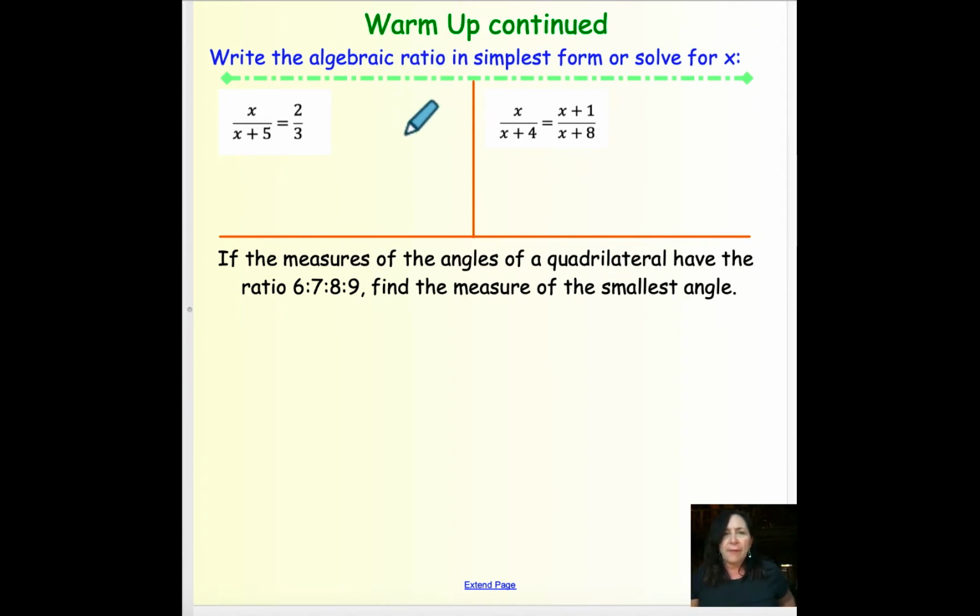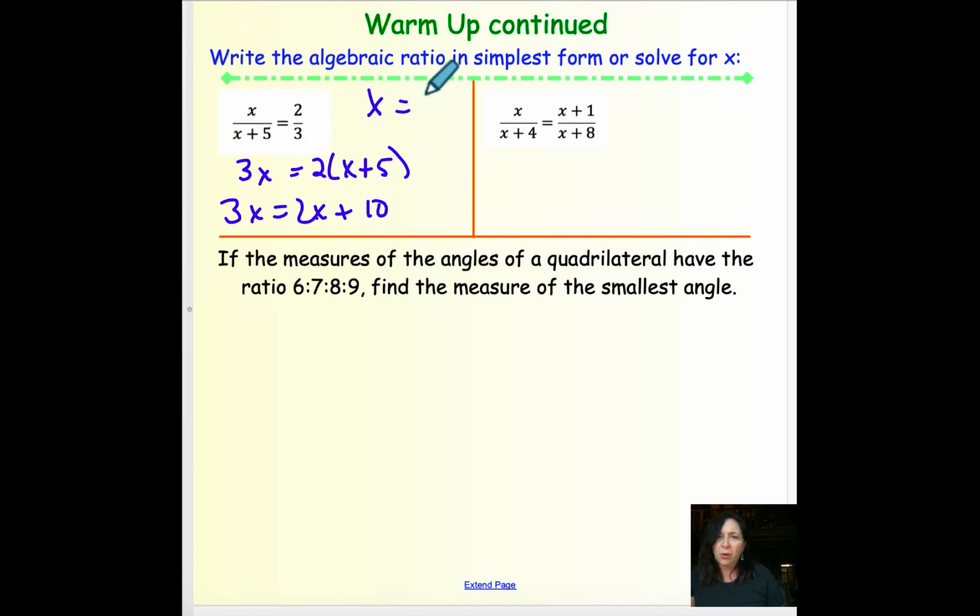So we're going to start off just practicing some additional proportions so that we can multiply and do that. We're going to cross multiply. If you have one term on the left and one term on the right, which we do, then you can cross multiply. So I can say 3 times x, which is 3x, is equal to 2 times x plus 5. We get 3x equals 2x plus 10. I'm going to subtract 2x, and I'm going to get just x is equal to 10.